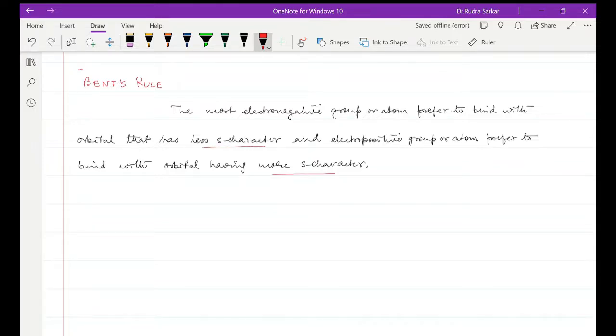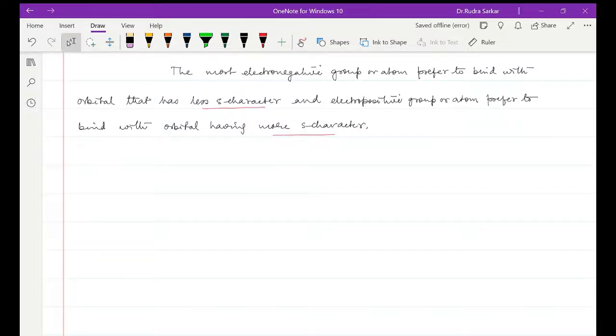So this is more s character, and somewhere it is less s character. Okay. So this is basically applicable for trigonal bipyramidal structures and the pentagonal bipyramidal structure. Okay.